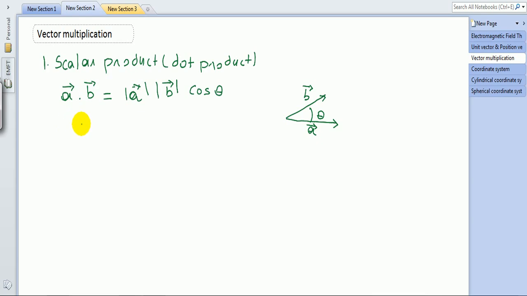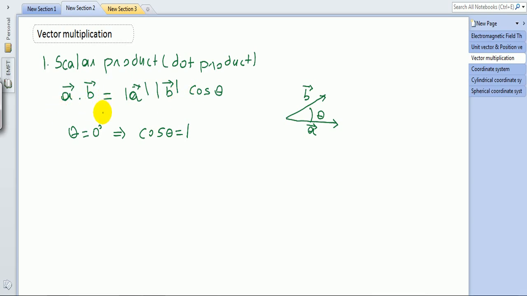Now there are some conditions. If theta equals 0, that is, if both vectors are in the same direction, then cos theta will become 1, and we can simply multiply their magnitudes to get the dot product.